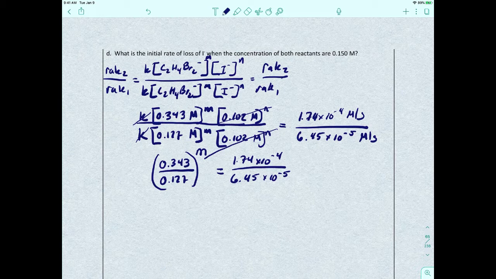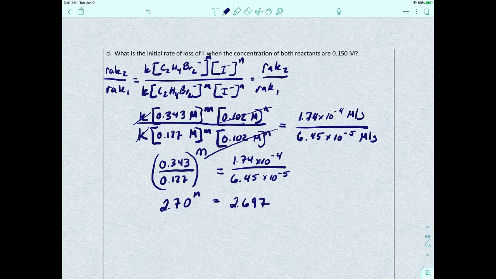Let me get my calculator. Okay, so if we take 0.343 divided by 0.127, we get 2.7007. So I'm going to write 2.70 raised to the m power. All right. Now we got 1.74 times 10 to the minus fourth divided by 6.45 times 10 to the minus fifth. And that will give us about 2.697. So that's pretty close to 2.7. Cool.